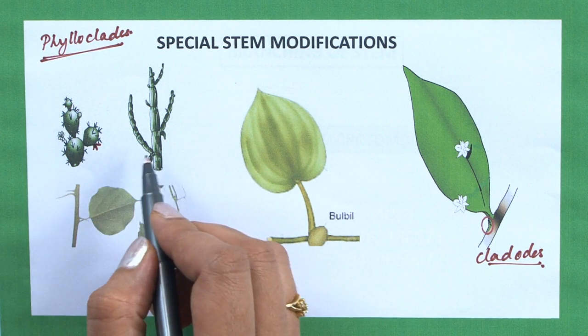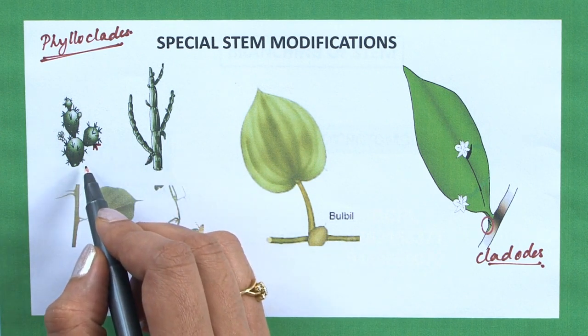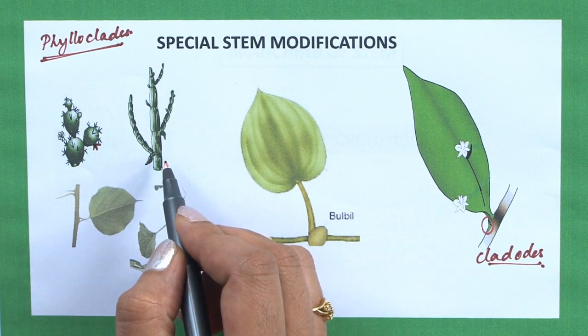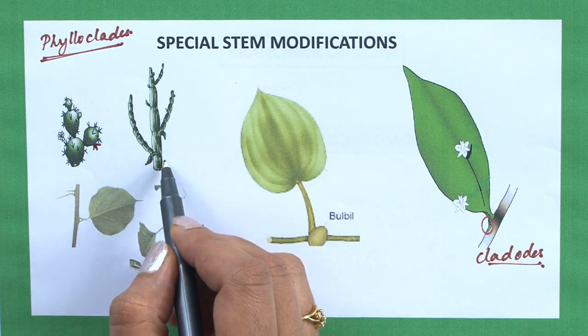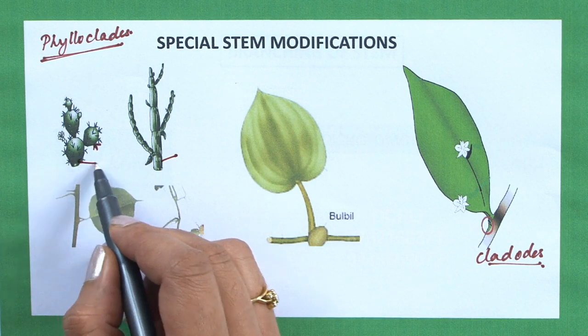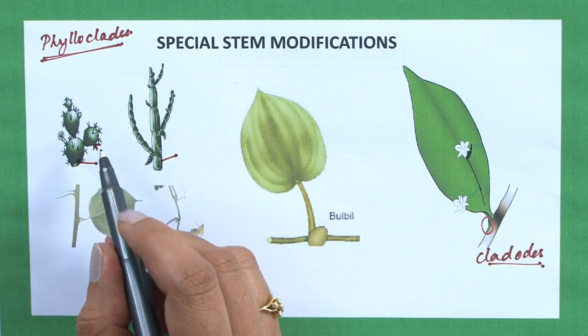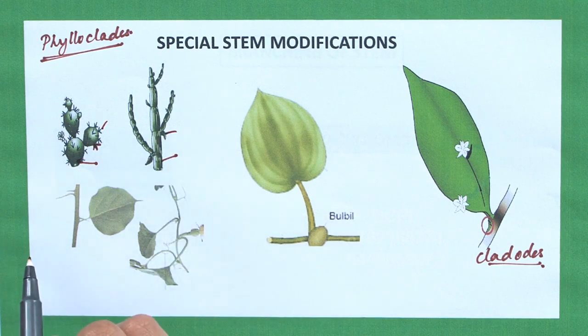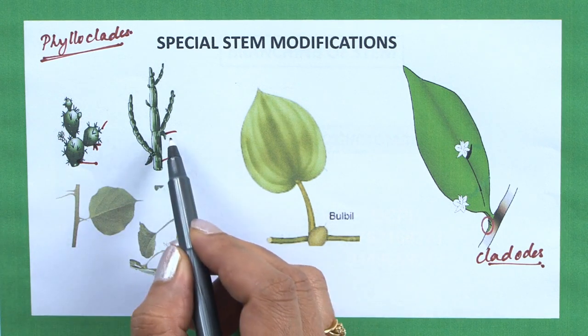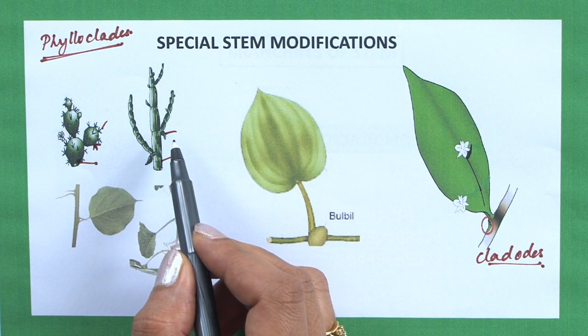Such phylloclades are found in Opuntia and in Muehlenbeckia. In Opuntia, the leaves are modified into spines. In Muehlenbeckia, they are reduced into smaller condensed structures.